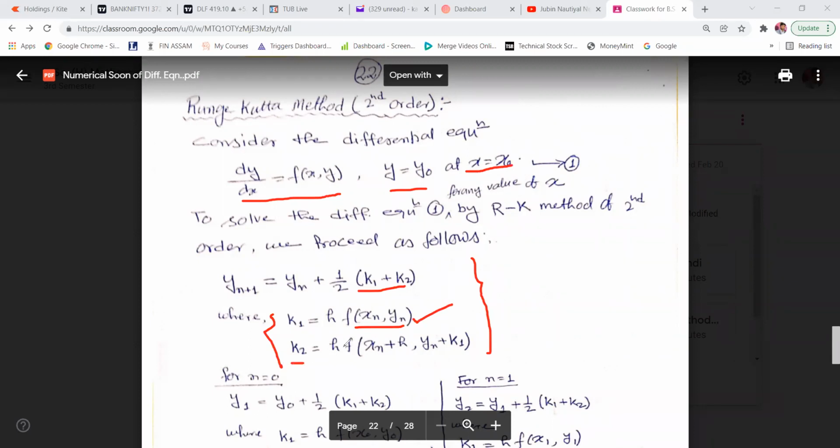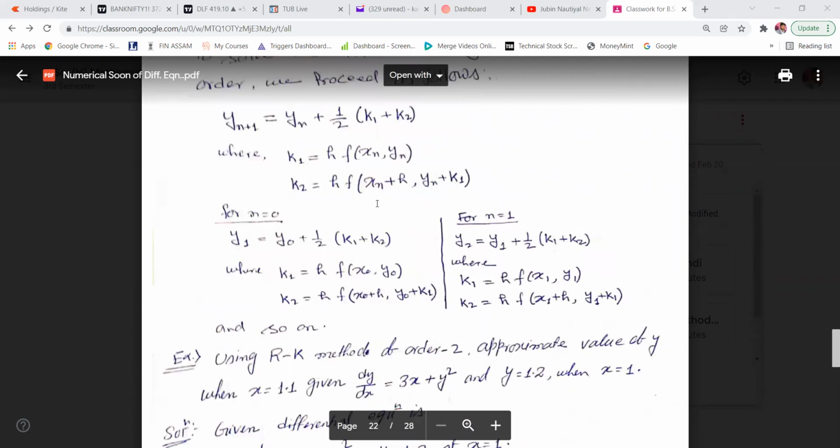Then k2 will be what? h into f of (xn plus h, yn plus k1). The value of h you already know. So in place of x, you put xn plus h, and in place of y, you put yn plus k1. k1 you already get from the previous step. So you will get k1 and k2, and then you put them here, and you will get the required solution of your ordinary differential equation.